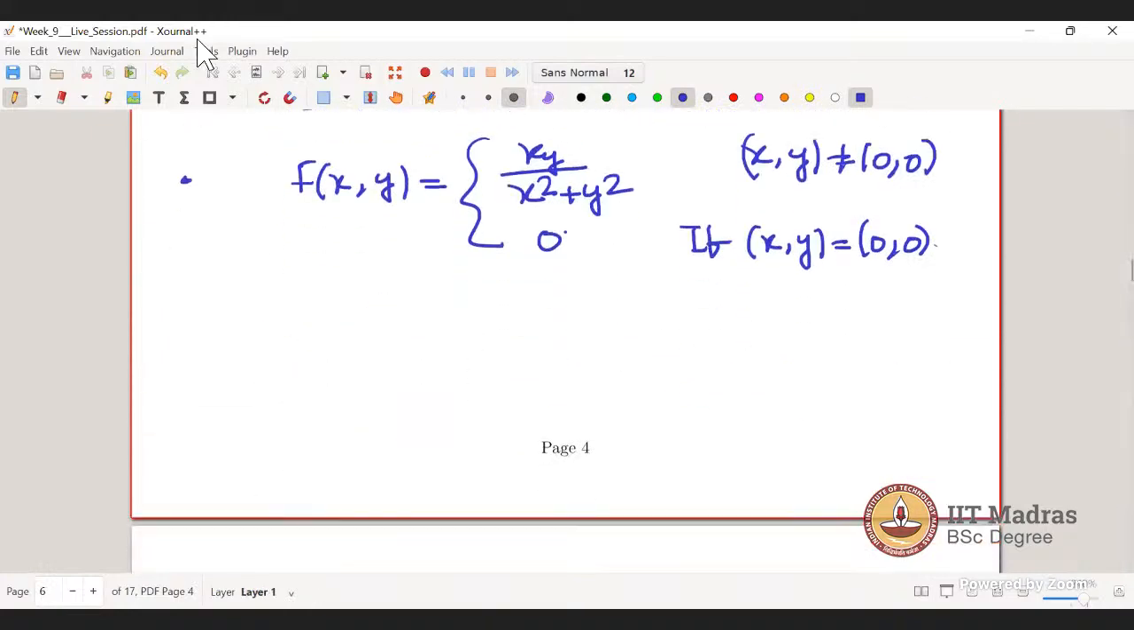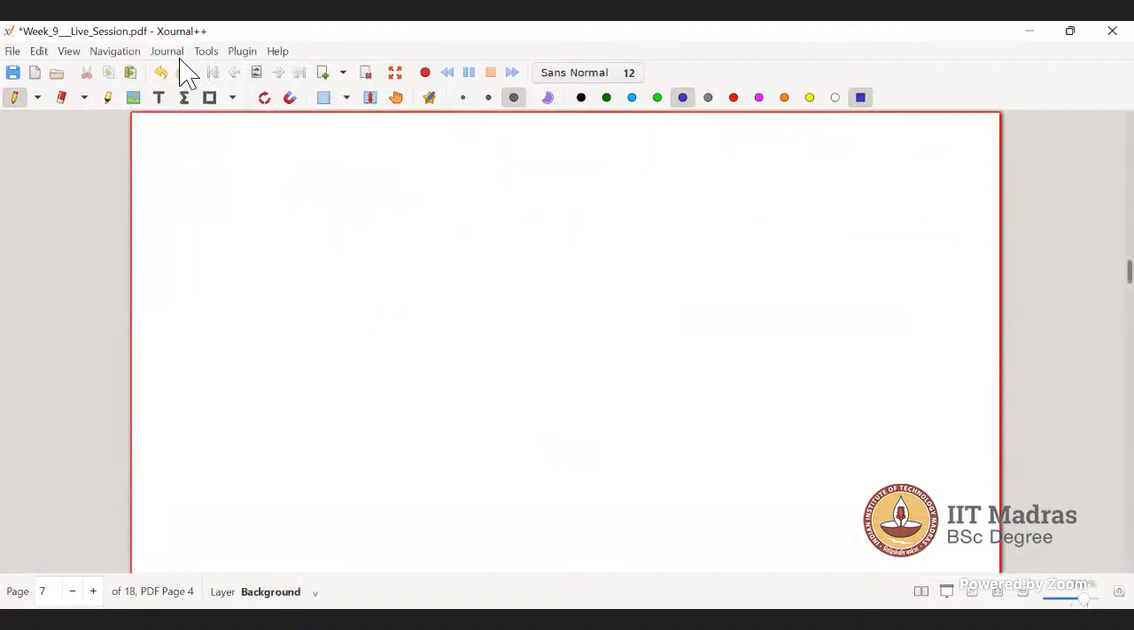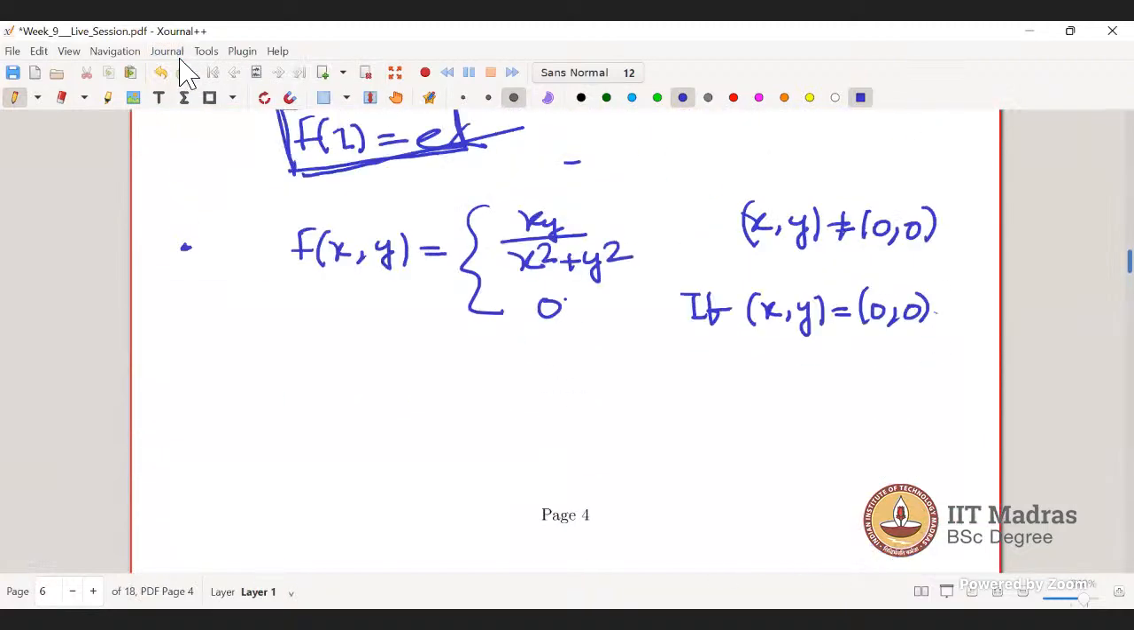Okay, so now what you want to compute is the partial derivative of this function at the origin. By definition, what is that? Limit h tends to 0 of f of (x naught, y naught), where x naught and y naught are basically 0, 0, plus h times (1, 0).